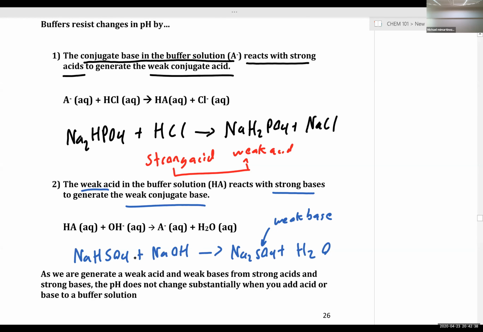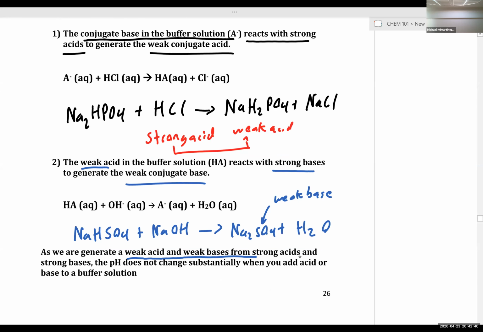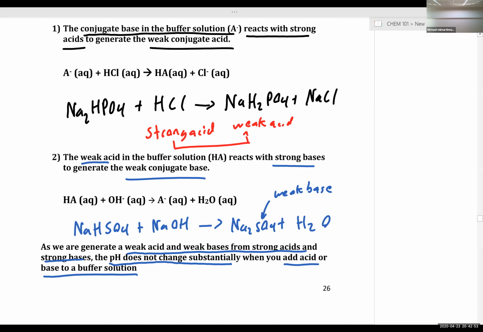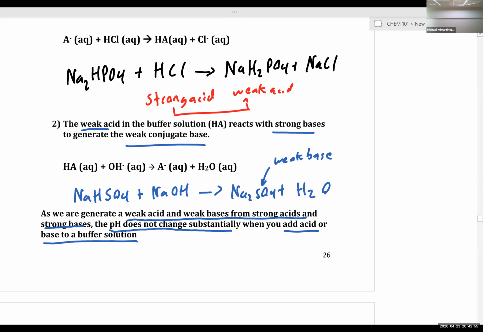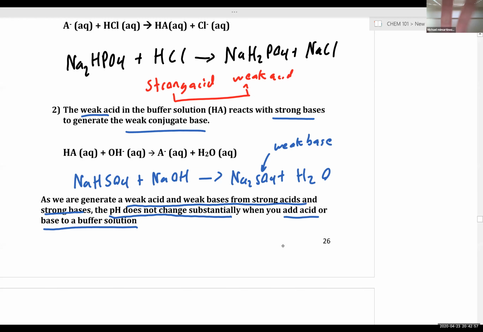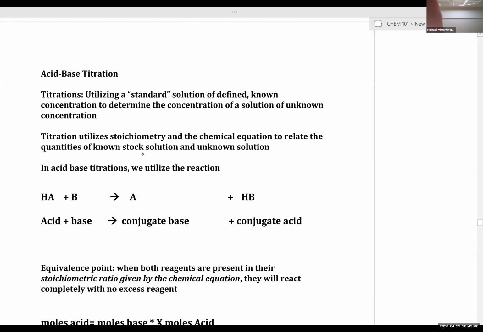So as we generate a weak acid and weak base from strong acids and strong bases, the pH does not change substantially when you add acid or base to a buffer solution. Okay, so we'll often see this buffering effect when we start to talk about acid-base titrations, which is the next bulk of our discussion today.